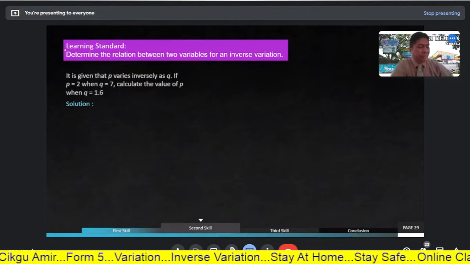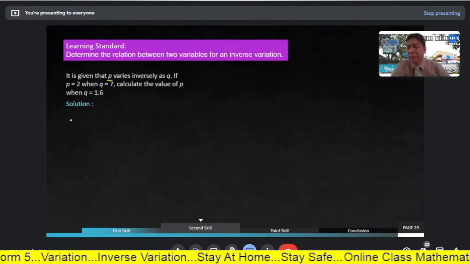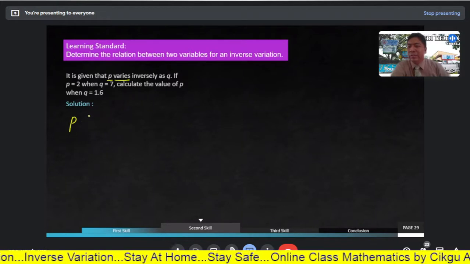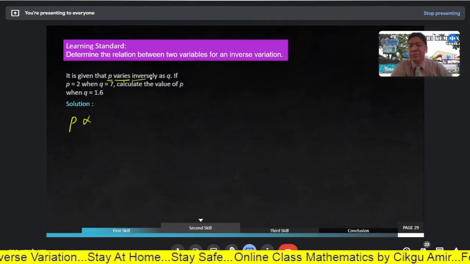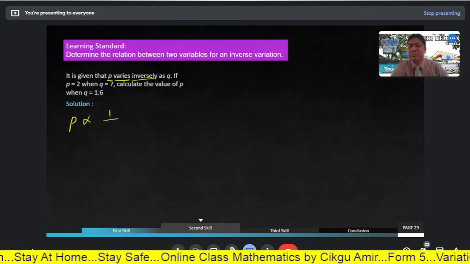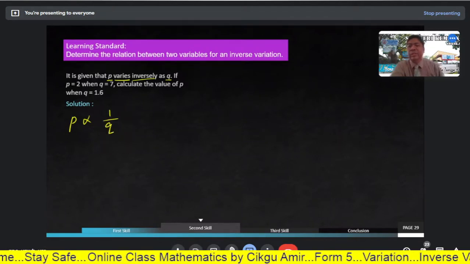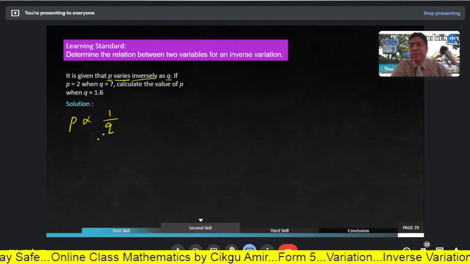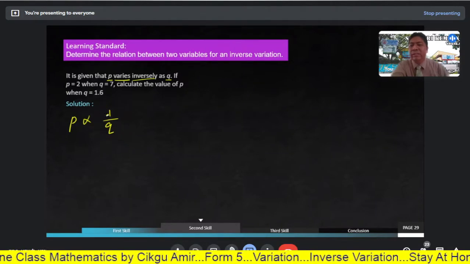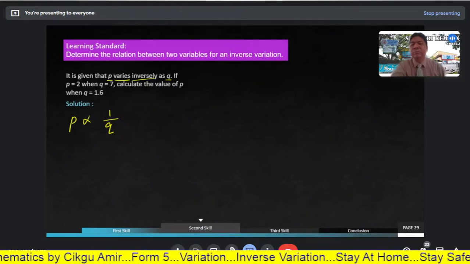The first example. It is given that P, so we write P here, varies. Put a symbol of variation, inversely. So there will be 1 over Q. Now we have the variation relation: P varies inversely as Q.